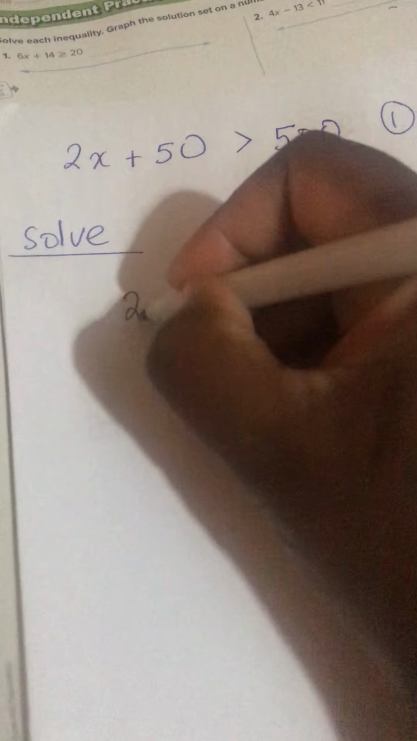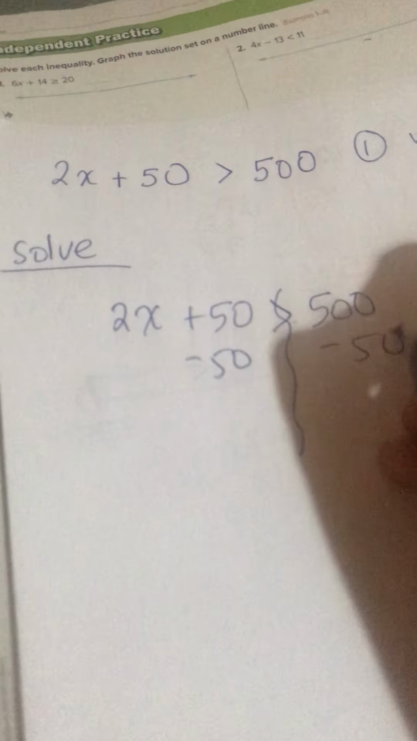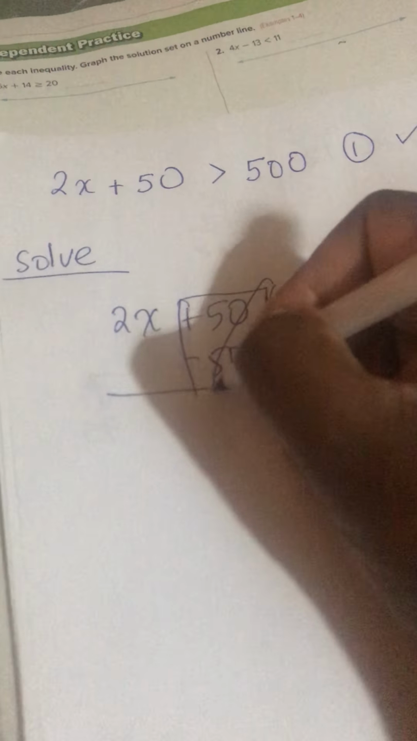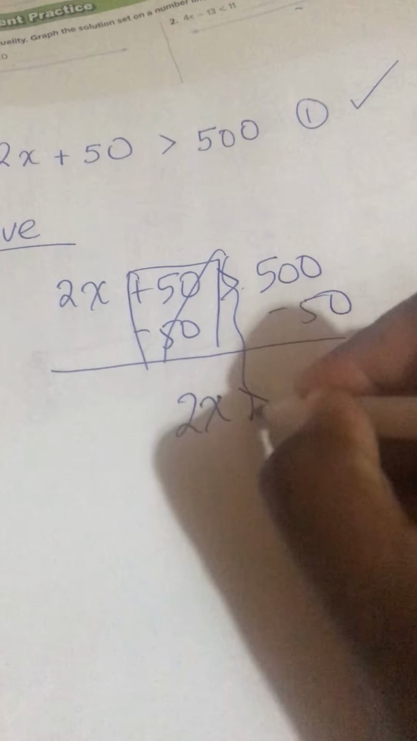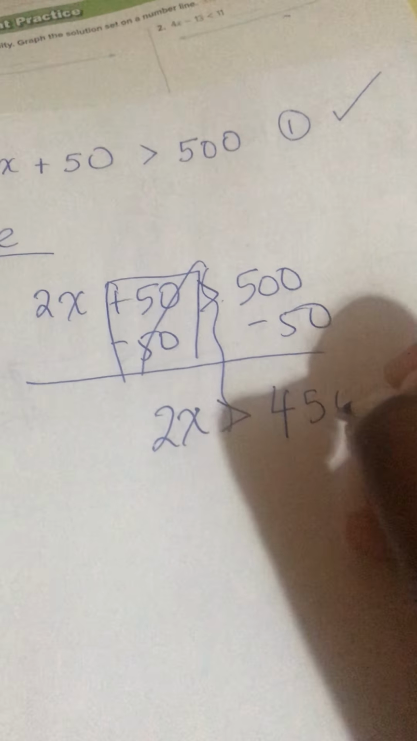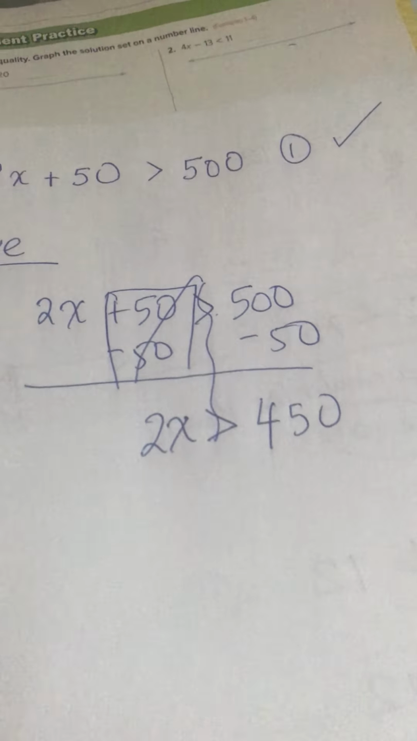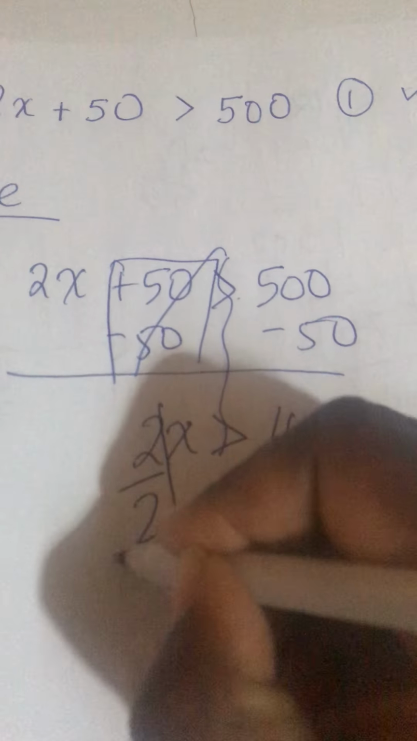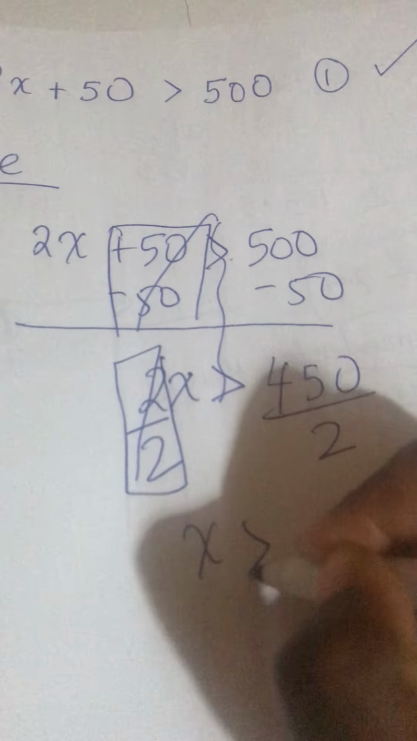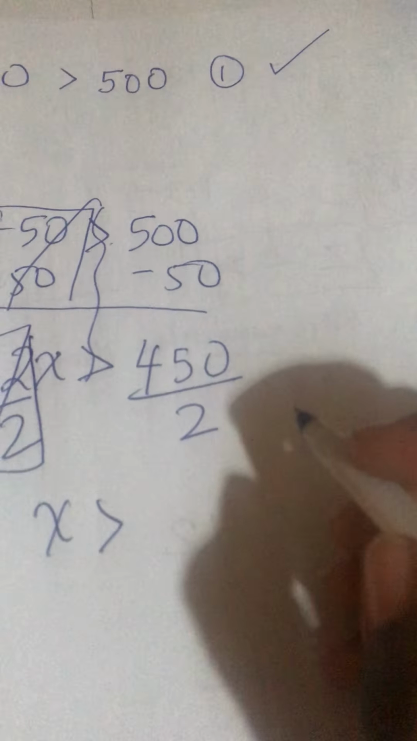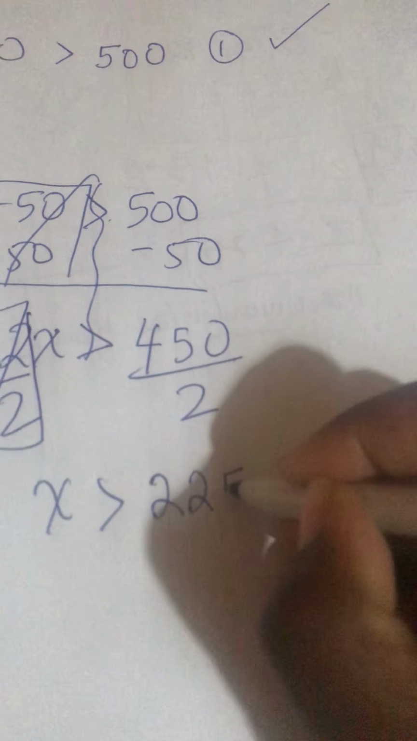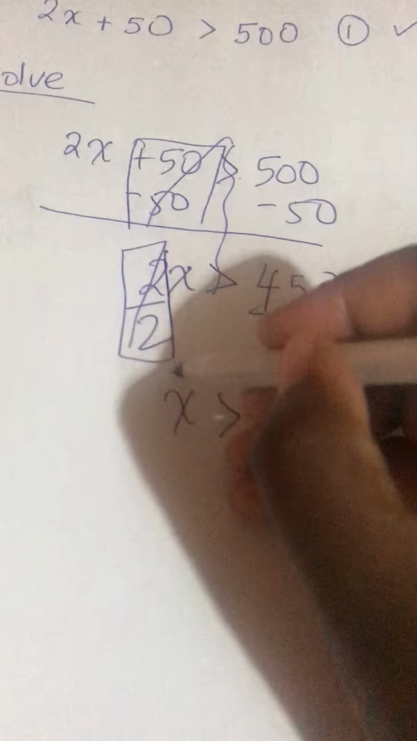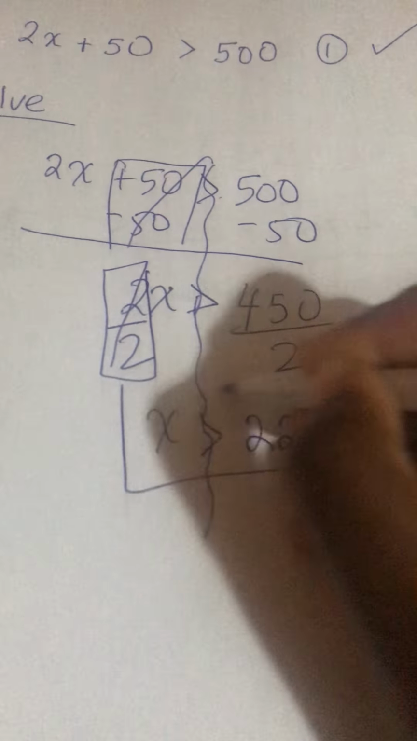So we are solving 2x plus 50 and 500. Minus 50, minus 50. This becomes 2x less than 450. Okay. Then divide by 2, divide by 2. This goes away. X is 450 divided by 2, which is 225. Okay. So here is your solution.